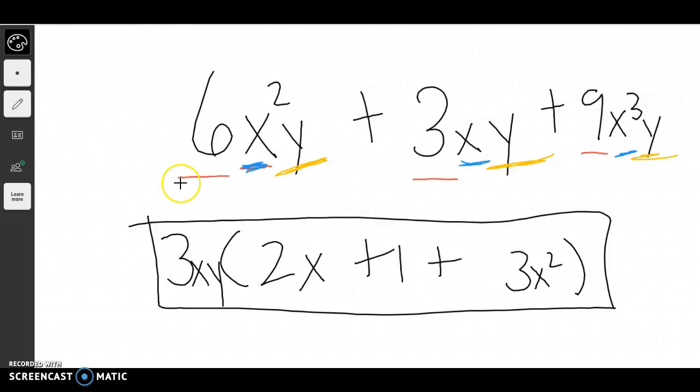For this GCF stuff, the first thing you have to do is check the numbers. Then after you check the numbers, we go to the variables and slowly go down from there. Try these different examples.